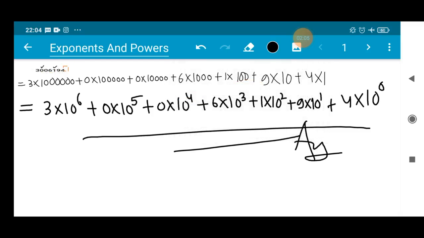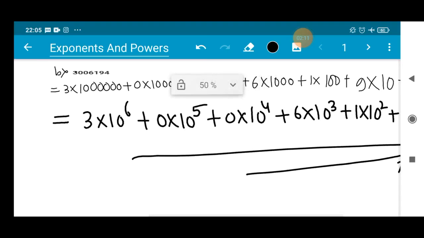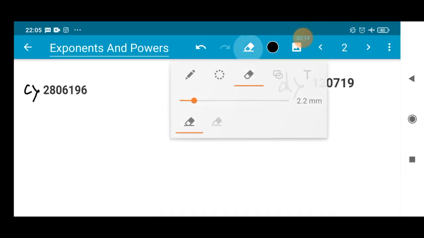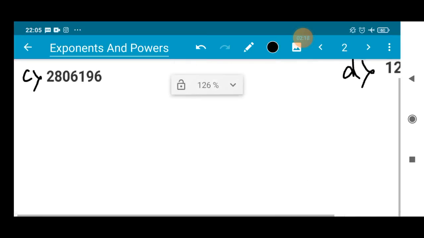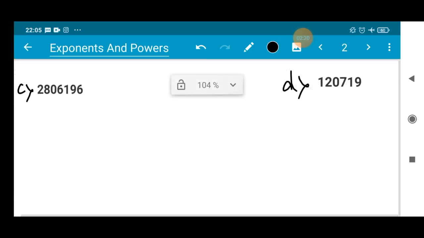3006194. Alright guys, I hope you guys understood it. There is not a big problem expanding any number, you all know how to do it. Now only a little elaborate, in exponential form we are expressing it, isn't it? Okay, so let us proceed to the next one.